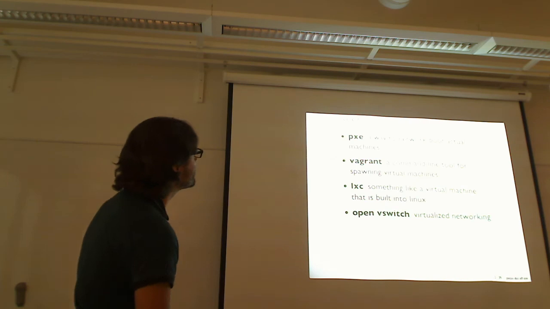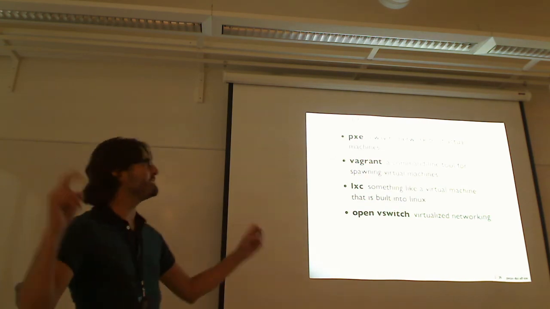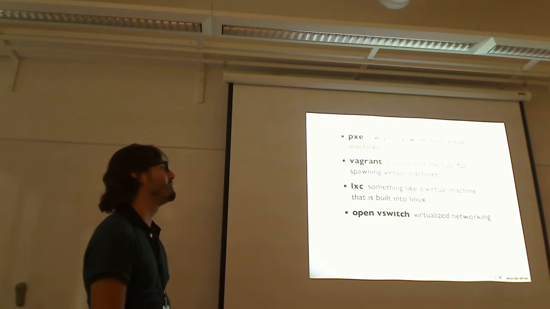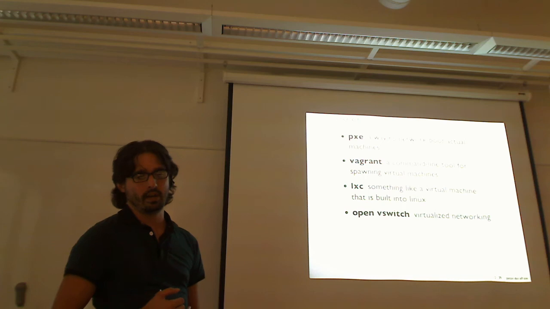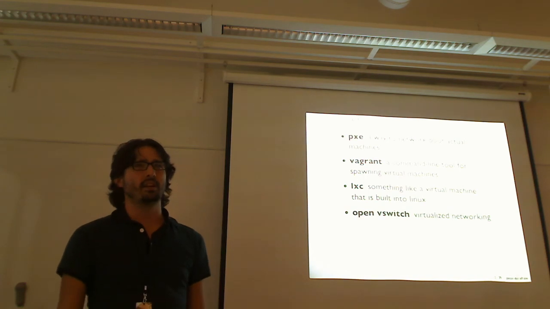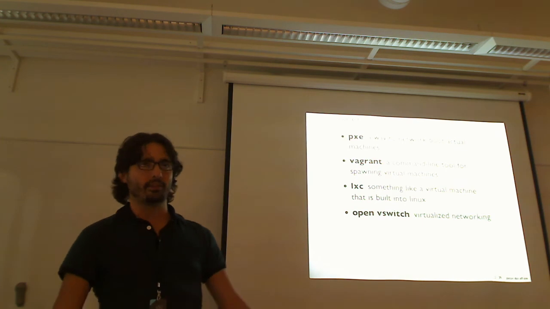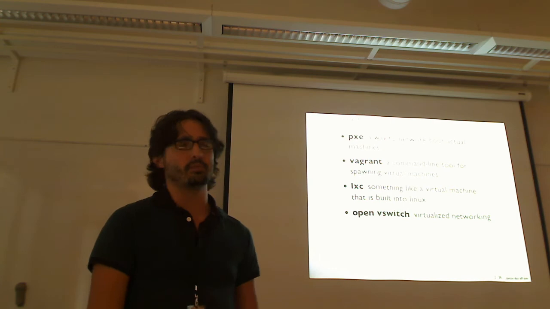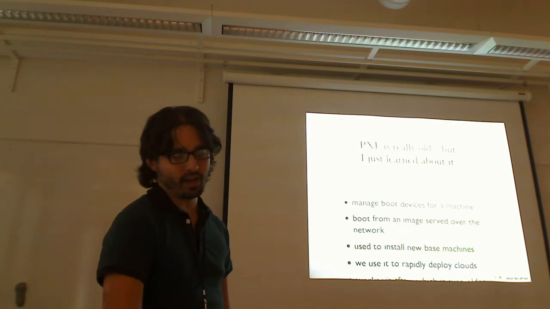So these are the cool tech I'm going to be talking about. PXE, it's a way to network boot actual machines, so bare metal. Vagrant, which is a command line tool for spawning virtual machines. It's cross-platform as well, which is nice. LXC, which is relatively new, but it's a Linux-specific thing that is wicked fast, like things that look a lot like a virtual machine. And then Open vSwitch, which is this virtualized networking stuff that's pretty hardcore.